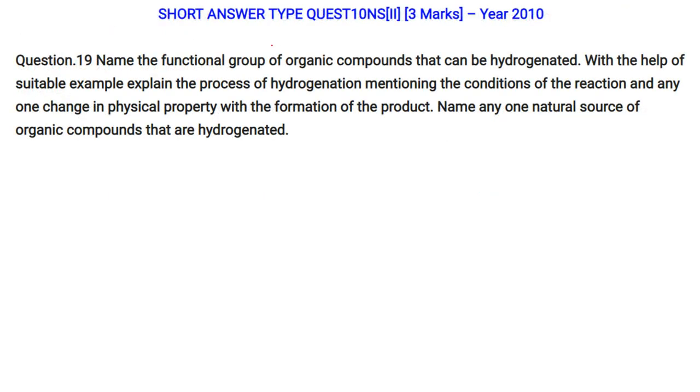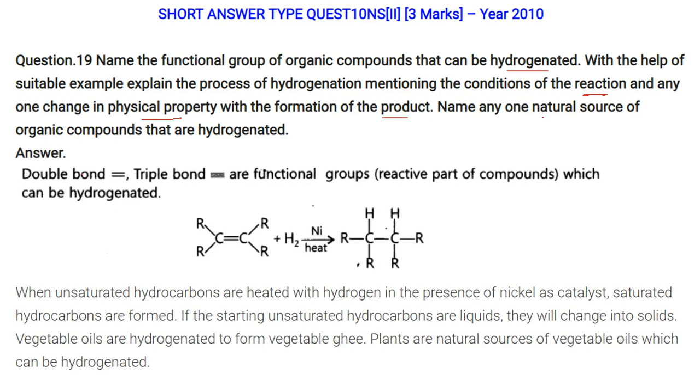Name the functional group of organic compounds that can be hydrogenated. With the help of a suitable example, explain the process of hydrogenation, mentioning the conditions of the reaction and any one change in physical property with the formation of the product. Name any one natural source of organic compounds that are hydrogenated. So the double bond and triple bond are functional groups. That is the reactive part of the compound which can be hydrogenated.